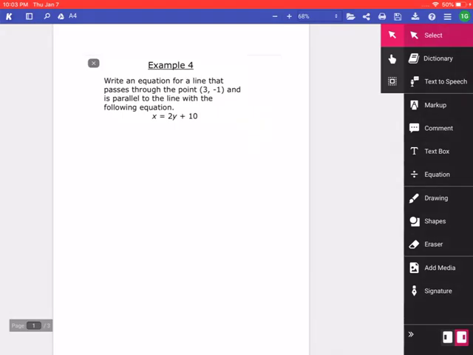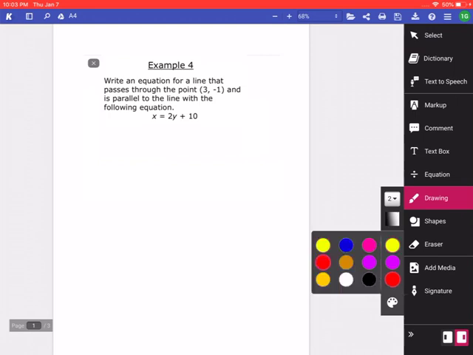So if we look at this example here, it says, write an equation of a line that passes through the point (3, -1) and is parallel to the line with the following equation: x equals 2y plus 10. When we look at this equation, we can see that it is not in slope-intercept form. So our first step will be to put it in slope-intercept form.